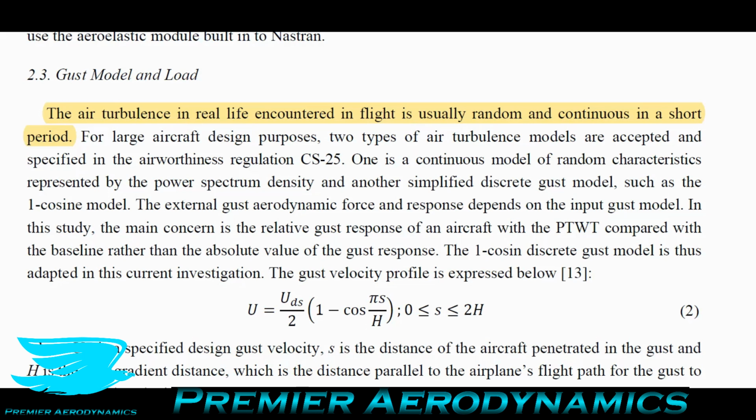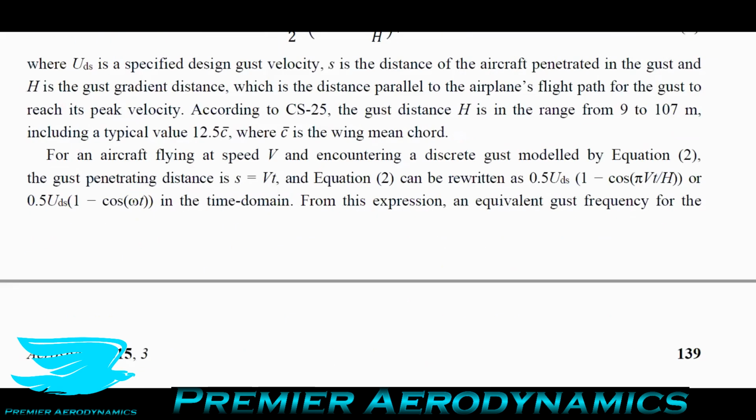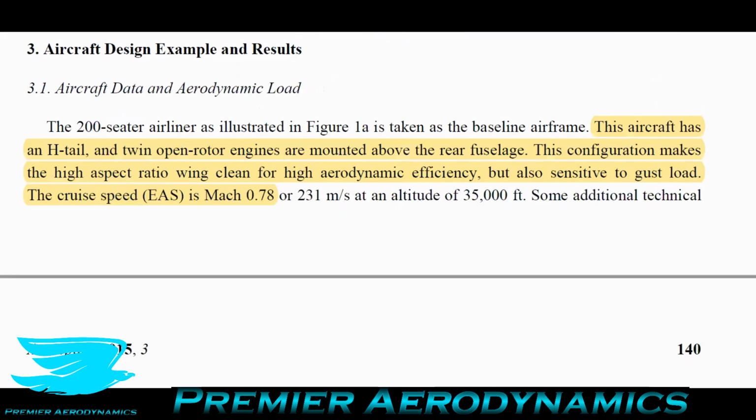They say the air turbulence in real life encountered in flight is usually random and continuous in a short period. So what this means is when you're flying around, these gusts that you experience are not predictable. They're random and they can be very big, they can be very small, they can go for a very long time or a very short time. They're really just a mixed bag. So you need to be able to design for that. That's what makes them partly so dangerous.